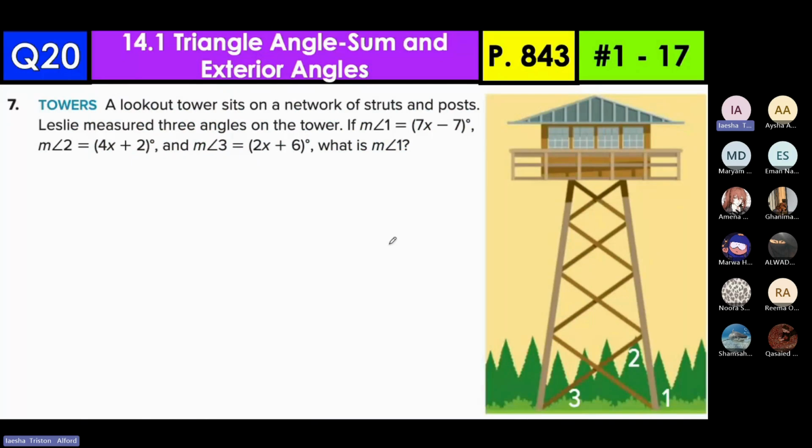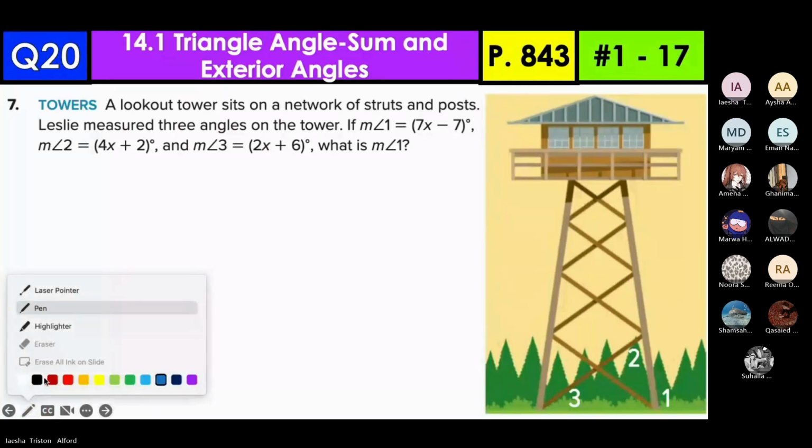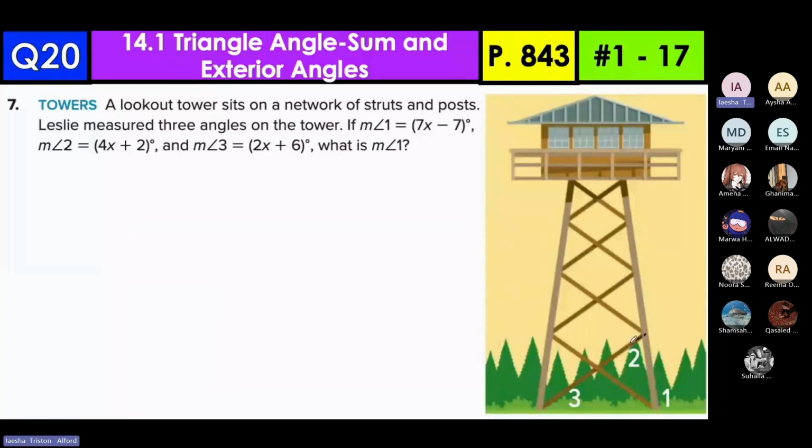Number 7. They want to know what is the measure of angle number 1. Here is your picture down here. So what can you see from this? What rule can you use?